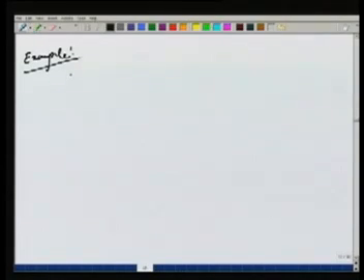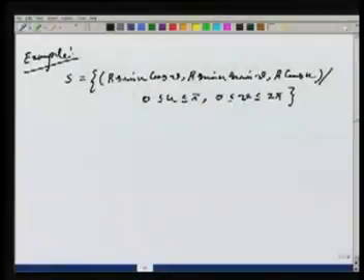So, let us say S equals to, I want to calculate the surface area of the sphere of radius r. Then I know that the parametric representation of the sphere is given by whatever is written here: r sin u cos v, r sin u sin v, r cos u, where u varies between 0 to pi and v varies from 0 to 2 pi. I want to calculate the surface area of this sphere.